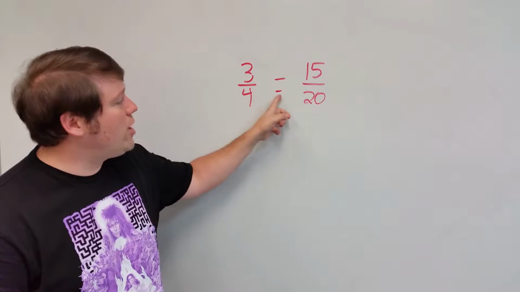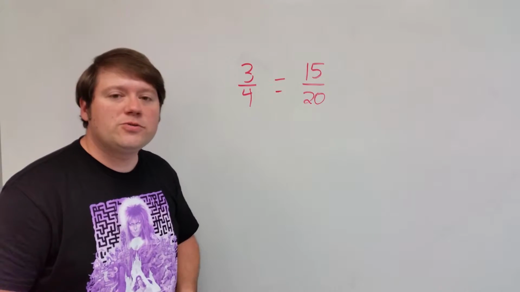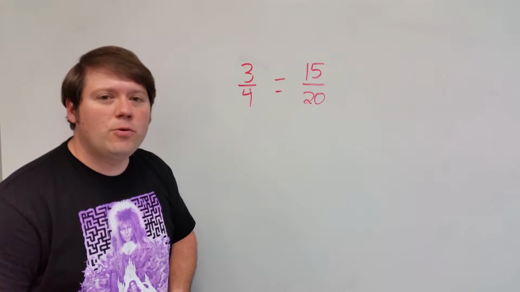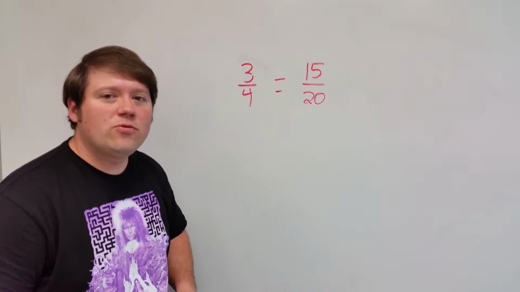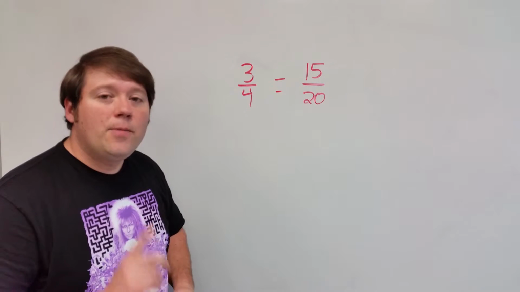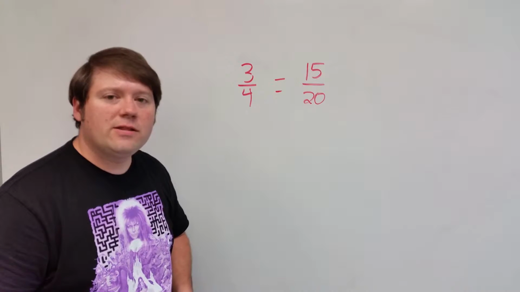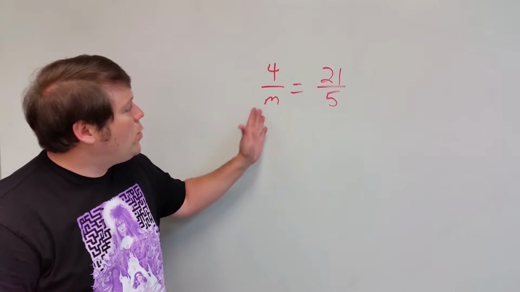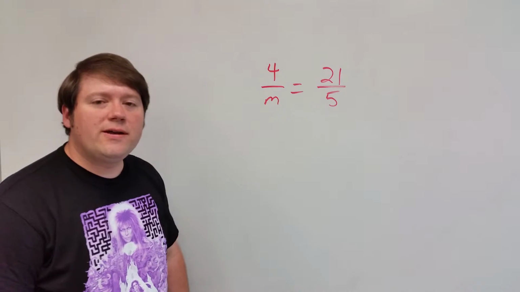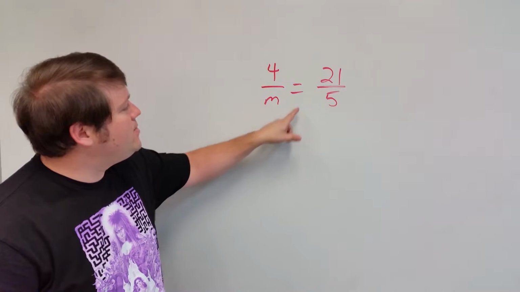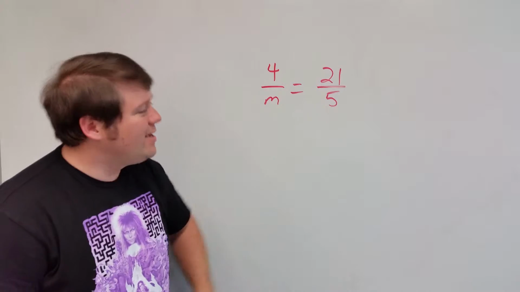Now, when we say two ratios are equal, there's a special name for that. That's called a proportion. And you can do lots of different things with proportions. For right now, we're going to stick with really basic ones like this, but we're going to look at a couple examples and see how to solve them. So let's look at that. We have two ratios that we're saying are equal. We call that a proportion. This one is 4 to m equals 21 to 5.